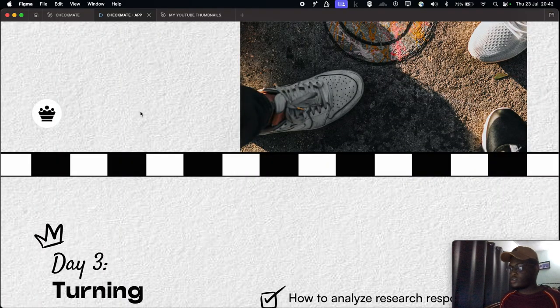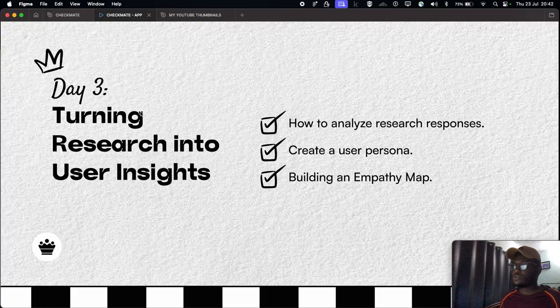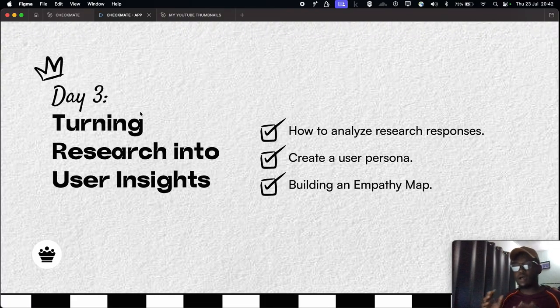But today, we were able to talk about, number one, how to analyze research responses, right? How to go on your Google form, go to the responses tab, go through the charts, and check each and every one of that information clearly. You'll be able to know what percentage of users are facing this problem, or what percentage of users are not facing this problem.